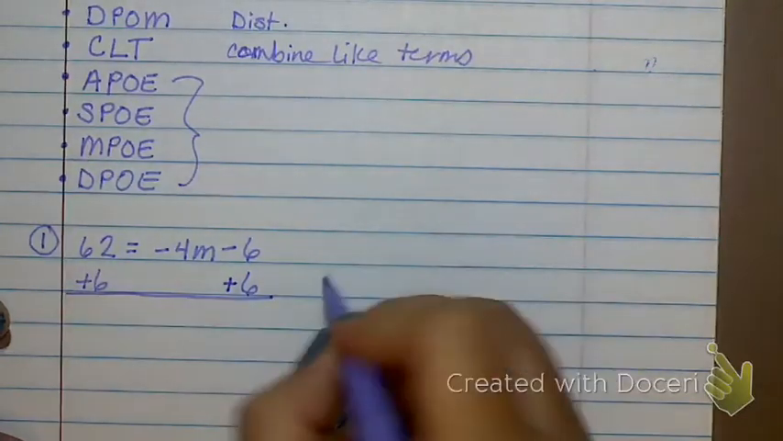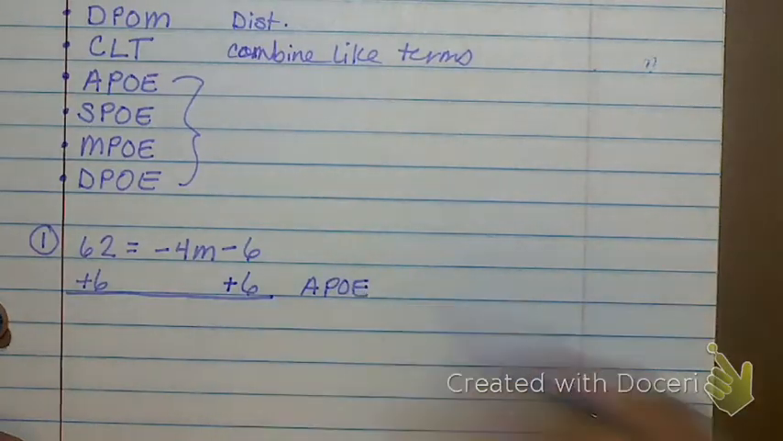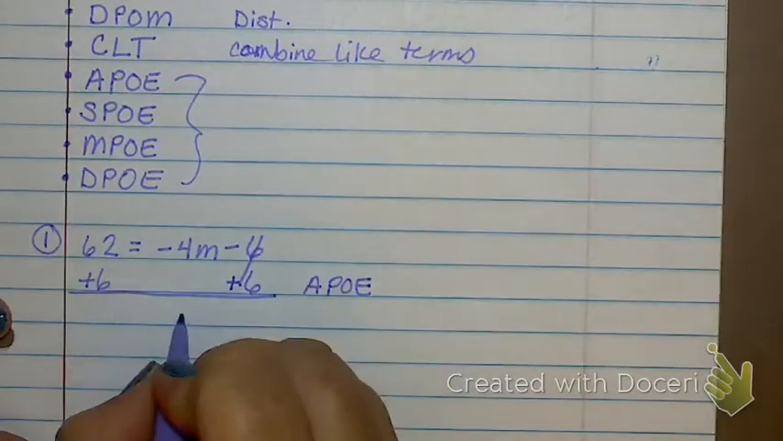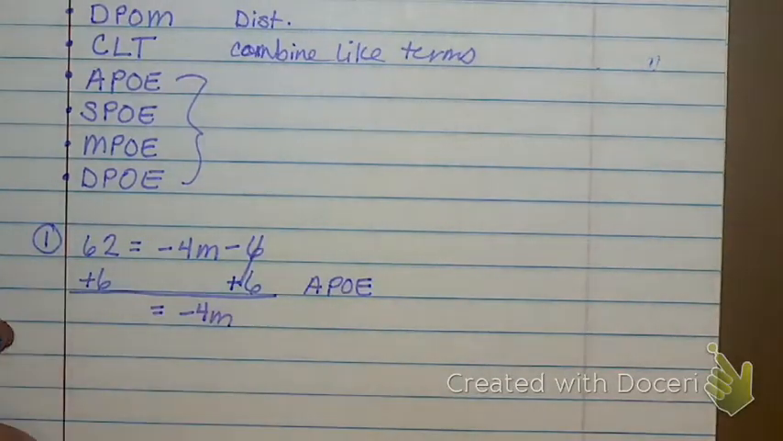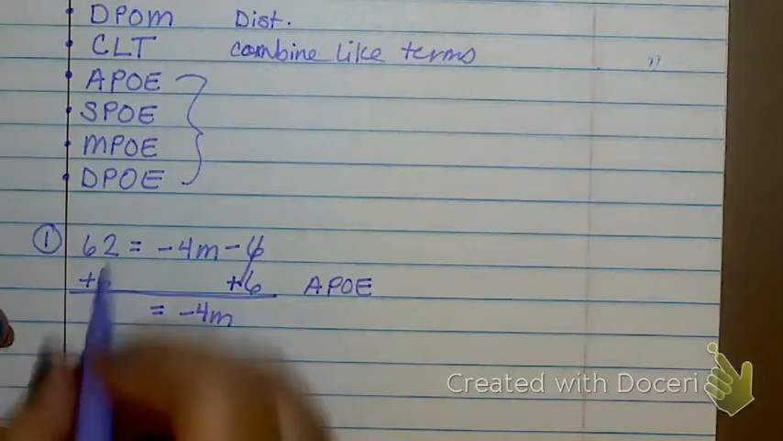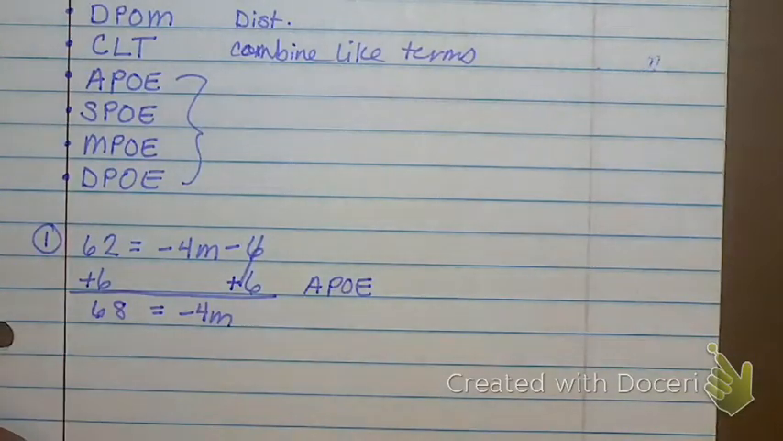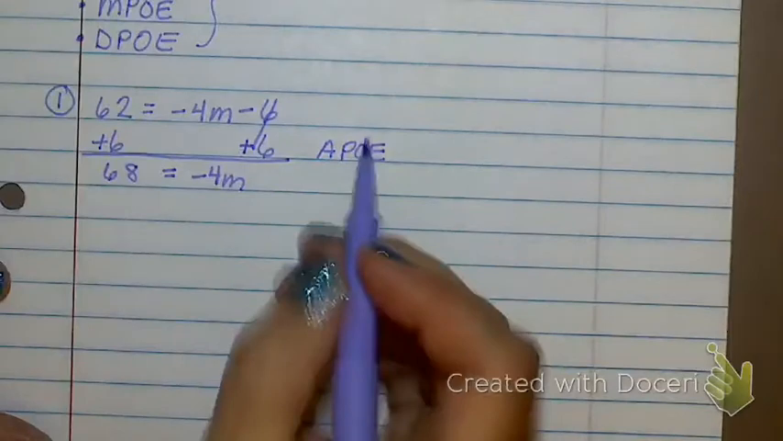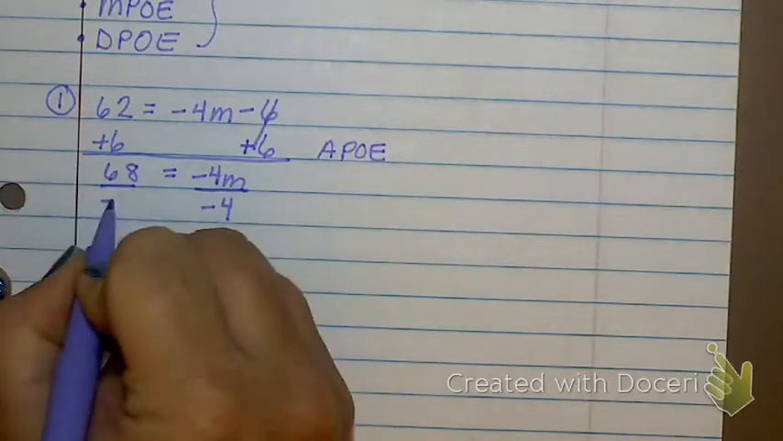What property is that? Addition, property of equality. So that cancels. I have negative 4m on this side. And what's 62 plus 6? 68. Is m by itself yet? No. So what do I do? Divide by negative 4. What property am I using there?